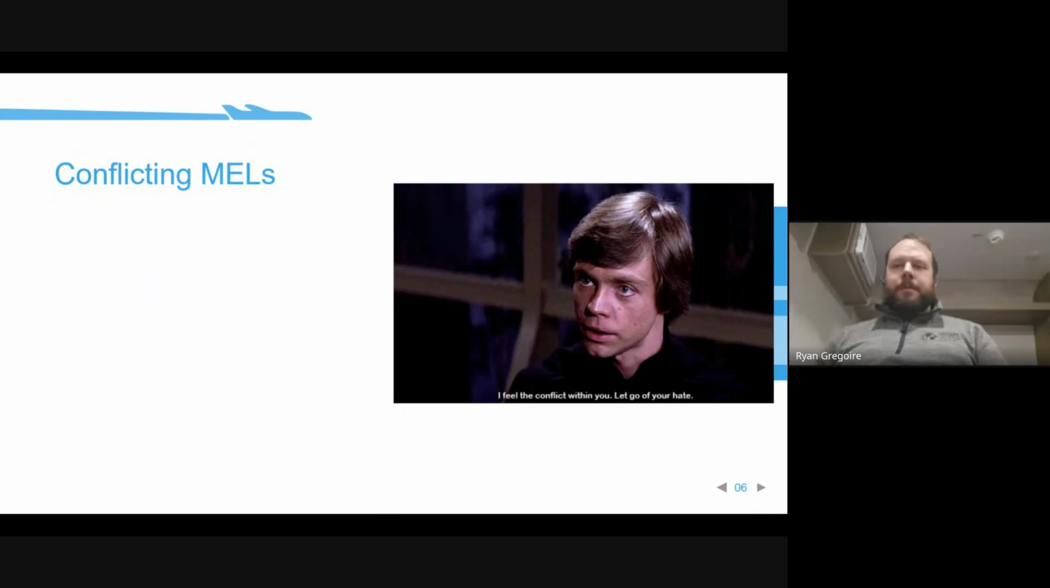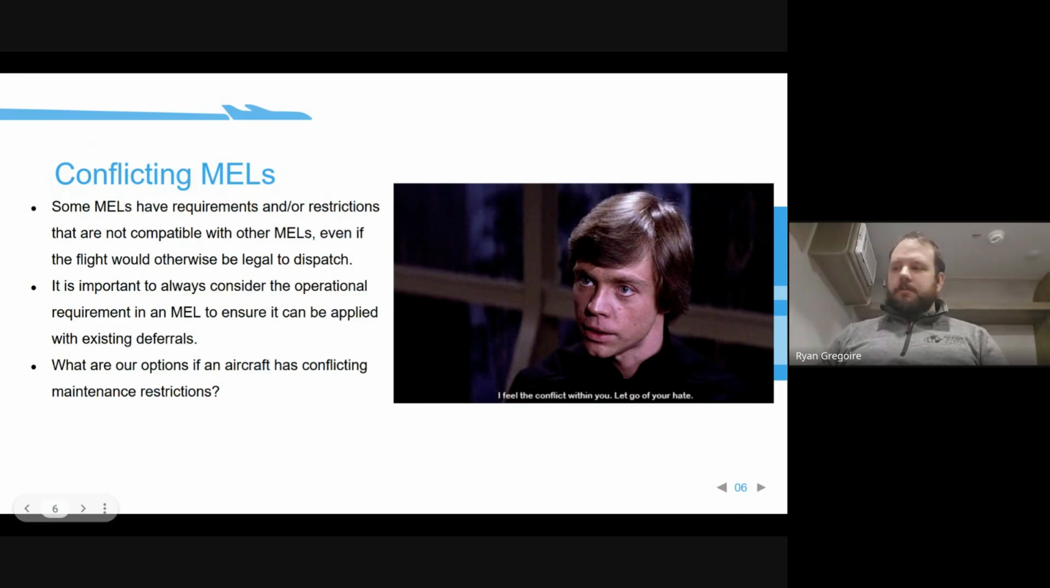All right, conflicting MELs. When we see these MELs, we have those restrictions, they have those requirements of operations. Some MELs have requirements and restrictions that are not compliant with other MELs, even if the flight would otherwise be legal to dispatch. It's always important to consider the operational requirements in an MEL to ensure it can be applied with existing deferrals.